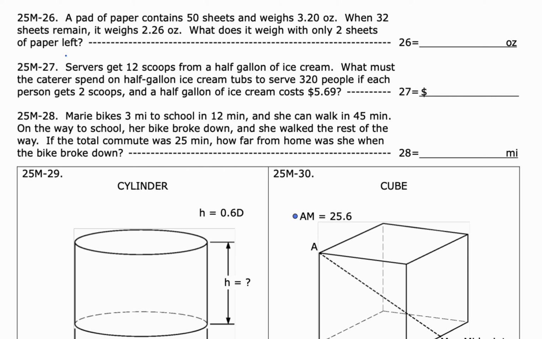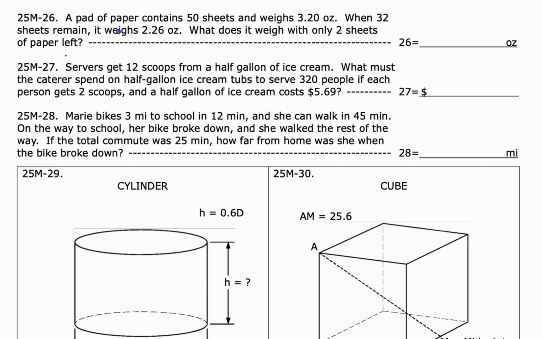Back, folks, let's take a look at number 26 through 30. 26 tells us that a pad of paper containing 50 sheets weighs 3.2 ounces. When 32 sheets remain, it weighs 2.26 ounces. And they want us to find out how much it weighs when 2 sheets remain.